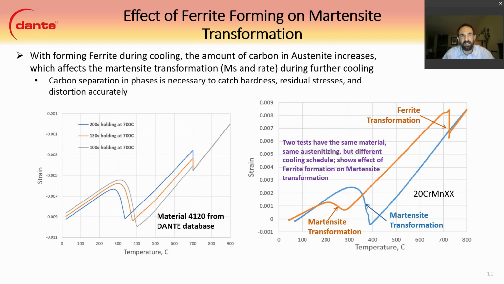The figure on the left is from a simulation that looked at 3 different hold times and the effect on MS. And you can see as you hold it longer, we form more ferrite, which then has a significant impact on the MS temperature. This change in MS can have a significant effect on residual stresses and distortion. So any heat treatment modeling needs to consider the carbon rejection as ferrite is formed from austenite in order to have accurate results.